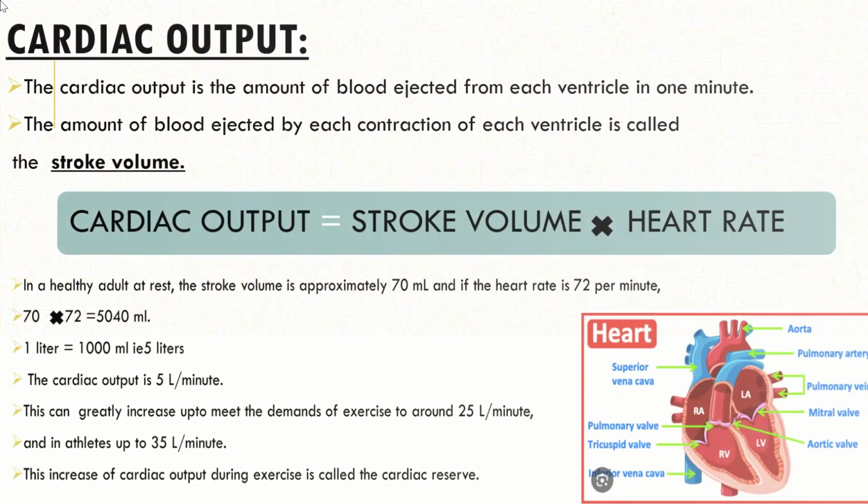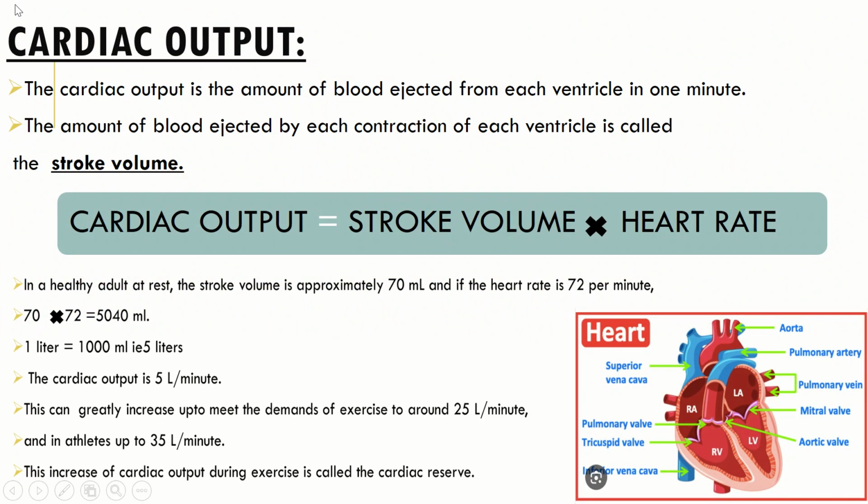So, before studying the pathophysiology, we have to learn a few things. The first one is the cardiac output. Cardiac output is the amount of blood ejected from each ventricle.